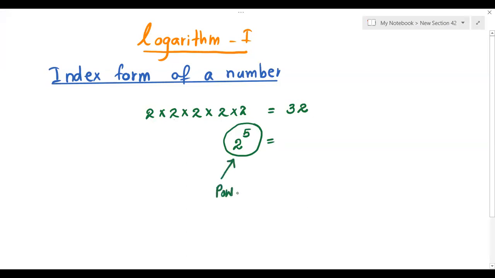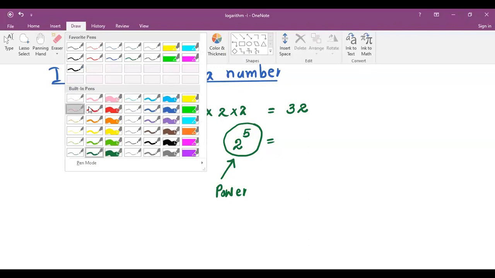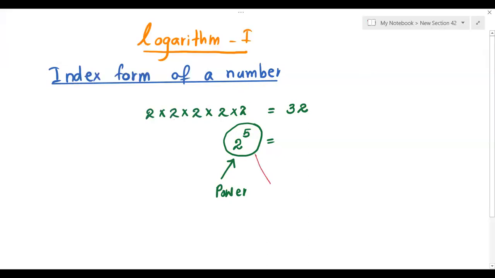If we consider this term itself, we call it a power term. But when we consider writing or expressing a particular expression in this way, we call this the index notation of a number. Index notation.